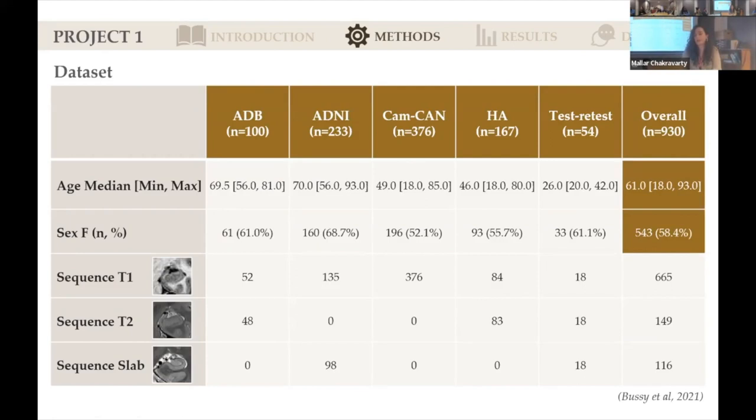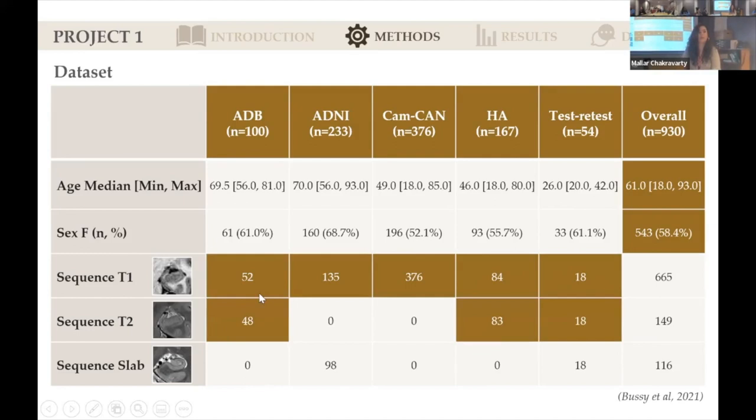And we had T1 weighted scans for all type of data sets. We had T2 weighted scans for the one acquired in my lab. And we had slab images for ADNI and the test retest. So I just want to highlight that for the test retest, we had all the modalities for the same participants.